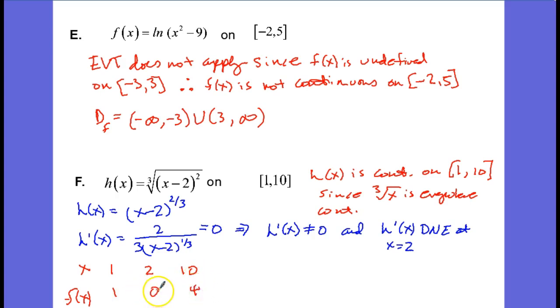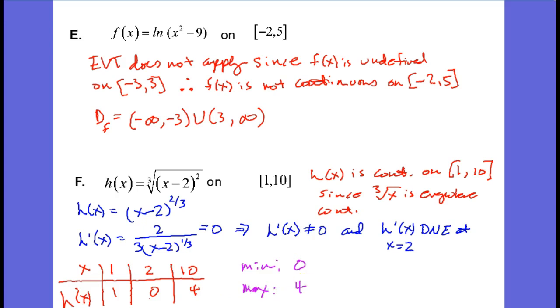Now remember, where did the 0 come from? Well, we're plugging back into the original function. I wrote f of x, but I should have written h of x because that's actually my function. So h of x is what we're plugging into, and when we plug in 2, we get the cube root of 0, which is 0. We can find from our table that the minimum value is going to be 0, and the maximum value is going to be 4.